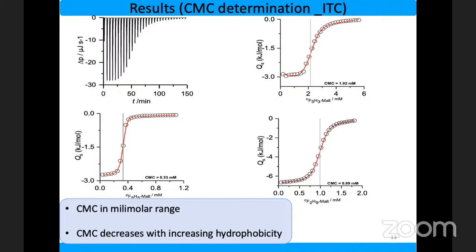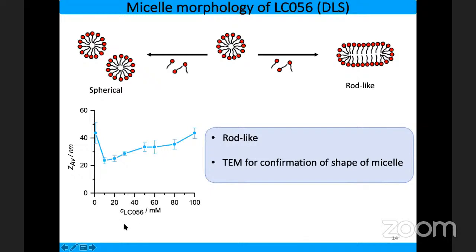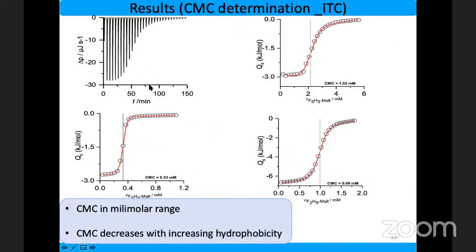So we are using ITC, the isothermal titration calorimetry method, so that we can determine the CMC of this compound. First, we determine the CMC of the compound, which is in the millimolar range. And this is the kind of thermogram that we see and the results that we see in it.